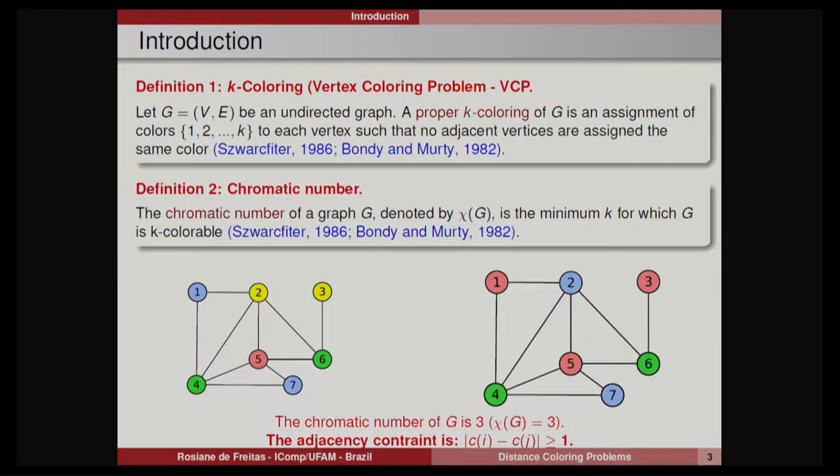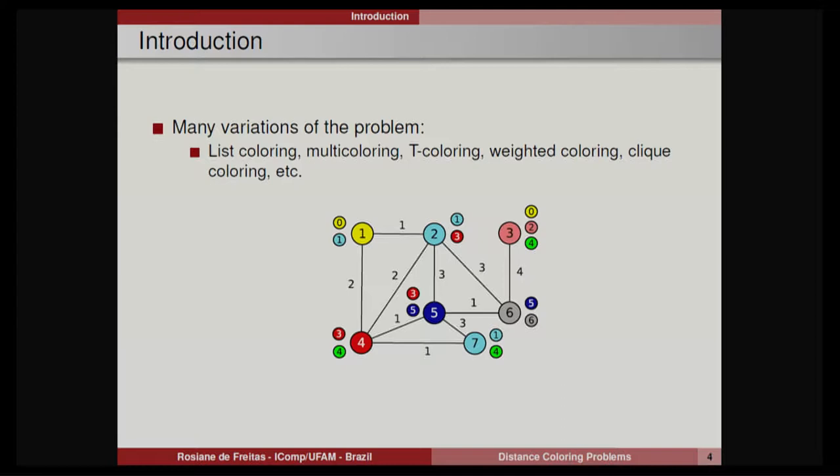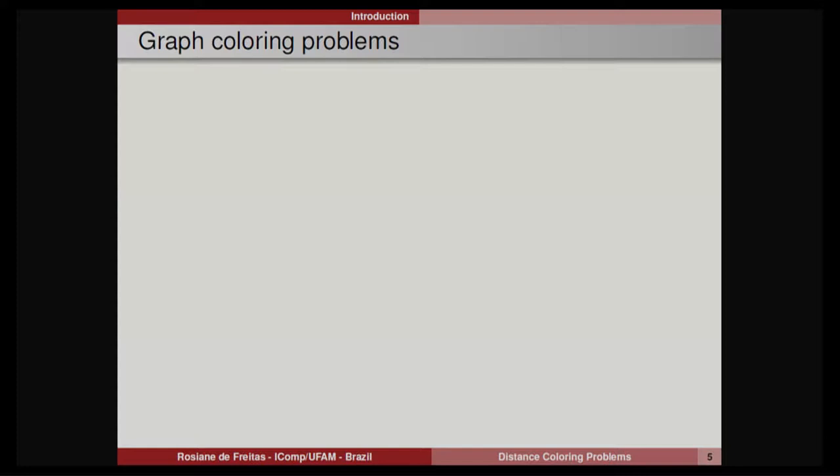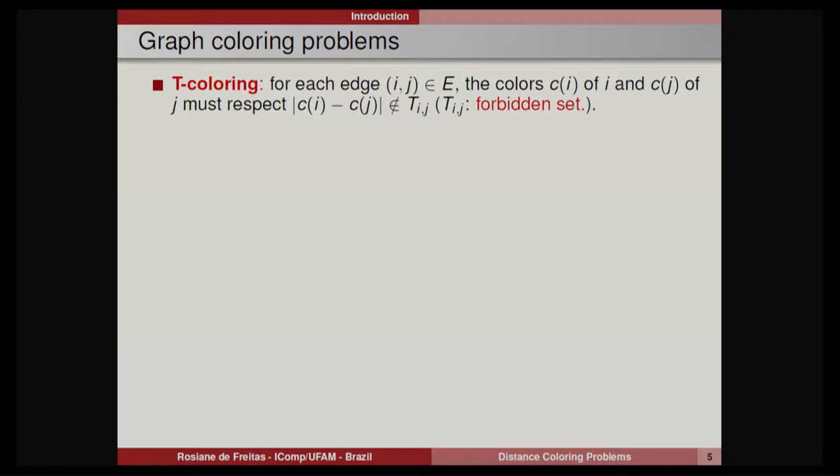There are a lot of variations of graph coloring problems with additional constraints on the vertices and on the edges. For example, list coloring: you have a list of available colors for each vertex, and you have to choose one of them. We can want to color with more than one color, a multicoloring problem, and so on. For additional constraints on the edge, we have the general version called T-coloring. In this case, for our adjacency constraint, the difference must respect a forbidden set of values. A special case, as we saw, is the vertex coloring problem, or K-coloring.